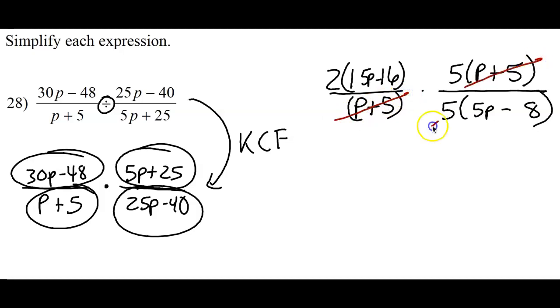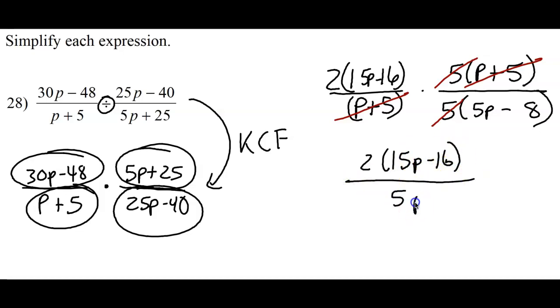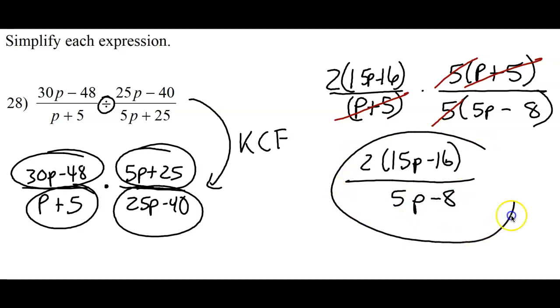These go away, and the 5s go away. So that's good. On the top, we are left with a 2, and then a 15p minus 16. And on the bottom, we're left with a 5p minus 8. That would be our final answer there. Now, some of you might be thinking, well, Mr. Bailey, can't we divide the 5 into the 15?